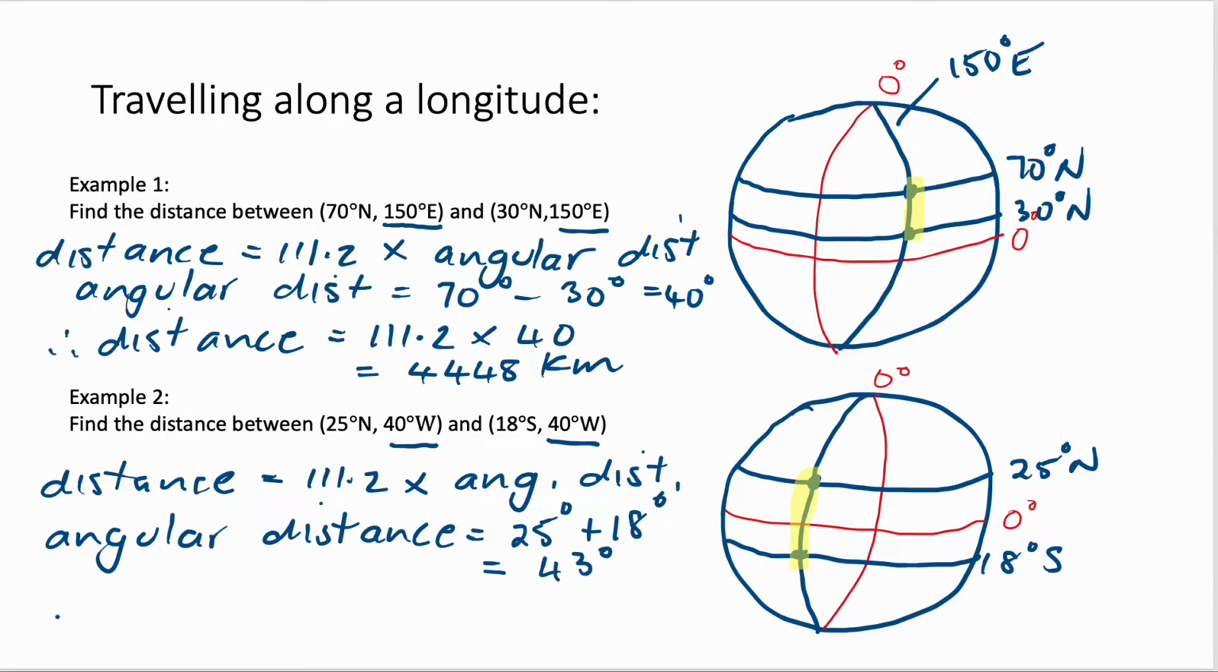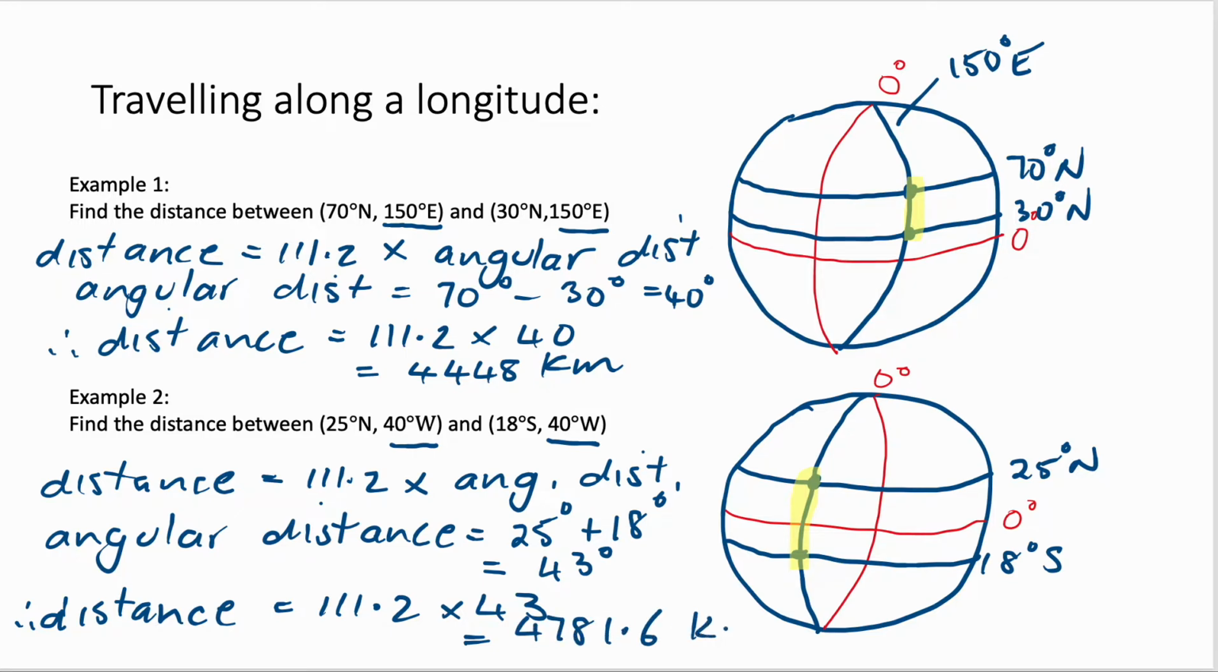And then that just feeds into our formula. So the distance is simply 111.2 times 43, which calculates to 4,781.6 kilometers. Okay, so that's quite straightforward, as long as you do your diagram and you can see it, it's easier to visualize what you're doing.